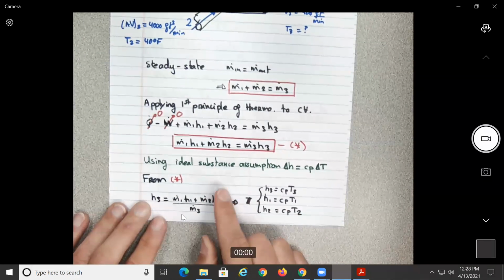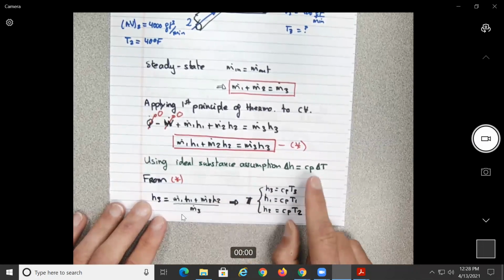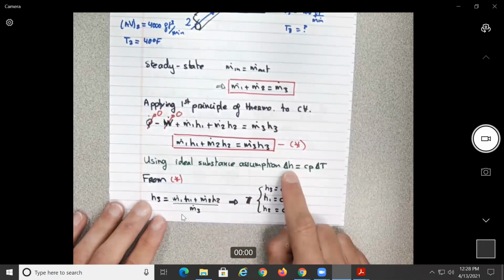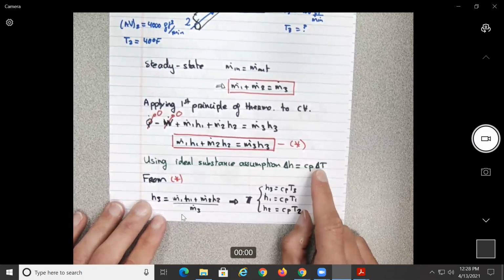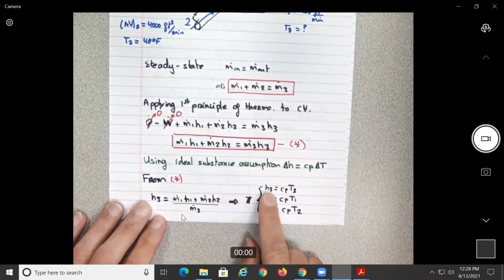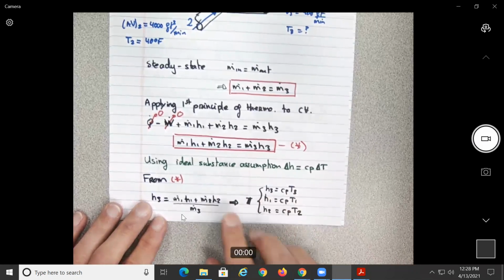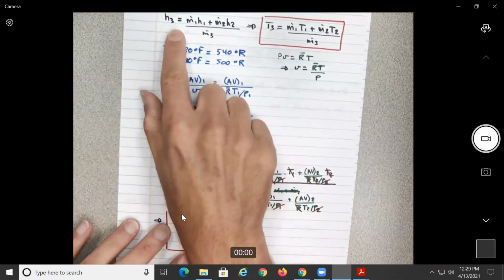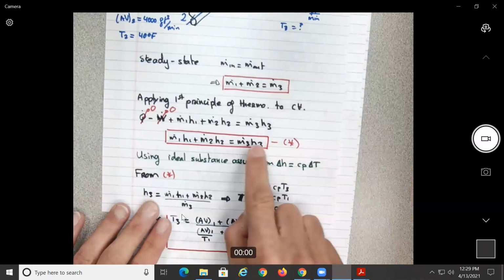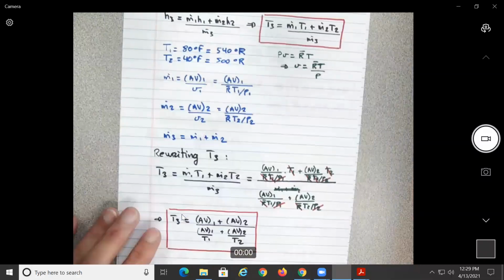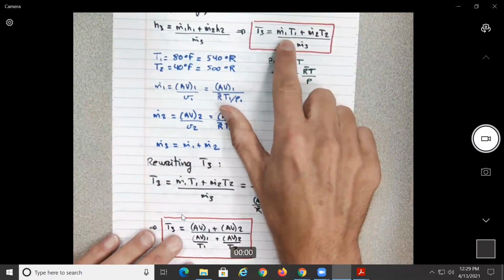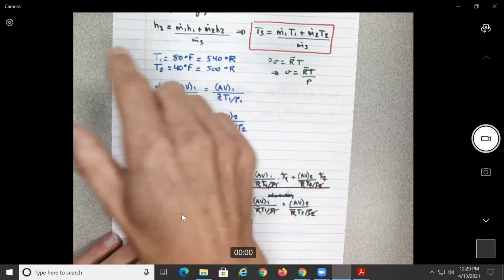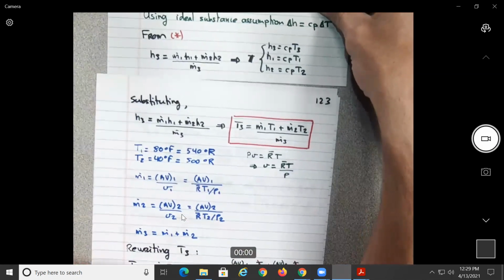But they say that we can use the ideal substance assumption, which means that you can substitute the change in enthalpy by Cp times the change in temperature. So basically H3 equals Cp T3 and so on. If we substitute into this equation, we solve for H3. We can rewrite this, but will the Cp cancel out or not? They will not cancel out at the bottom. It's good that we review this one. You see what I mean here?